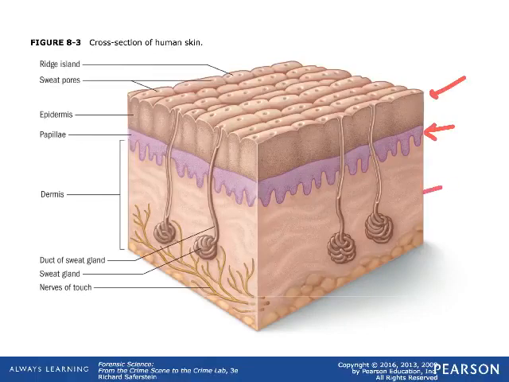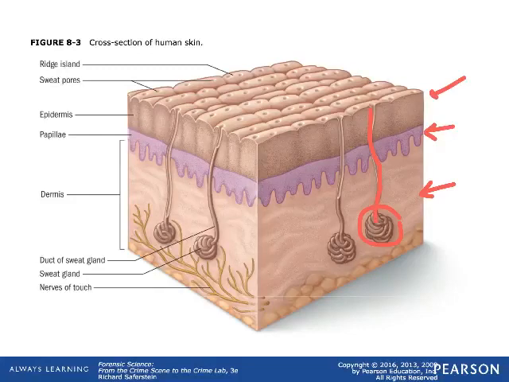Okay, below that is the dermis, and in the dermis, that's where you're going to have the sweat glands. Okay, so there's sweat glands in there, and the liquid is going to leave the sweat glands through ducts, and then the ducts will lead to the pores, the sweat pores that are on the surface of the epidermis. I hope that makes sense.